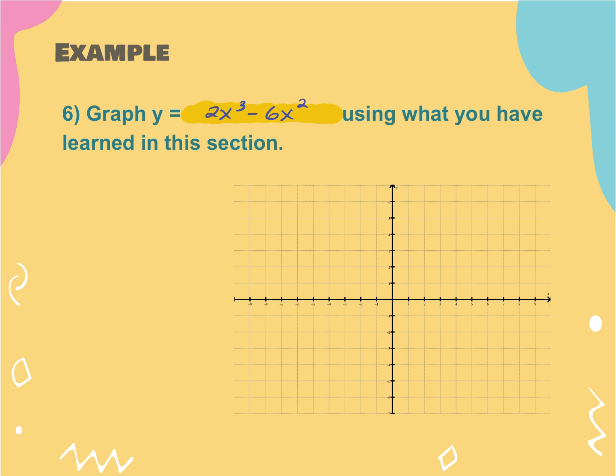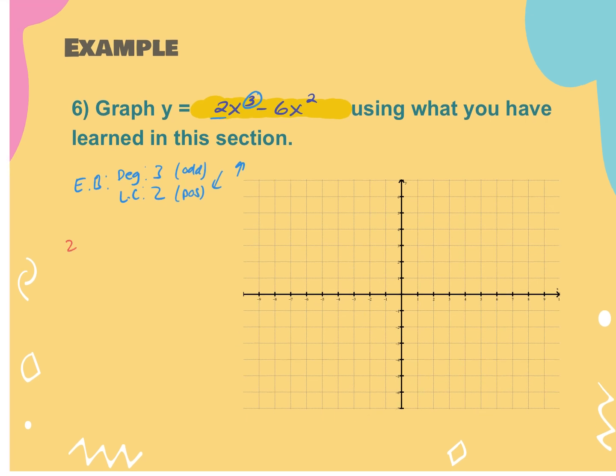Let's keep it going. Let's find the end behaviors of this one. As always, we need the degree and leading coefficient. The degree here is going to be the highest exponent. In this case, it's 3. And our leading coefficient is going to be the coefficient in front of that x cubed, and it's going to be a 2. This degree is odd, and this leading coefficient is positive. Odd positive is going to go down to the left and up to the right.